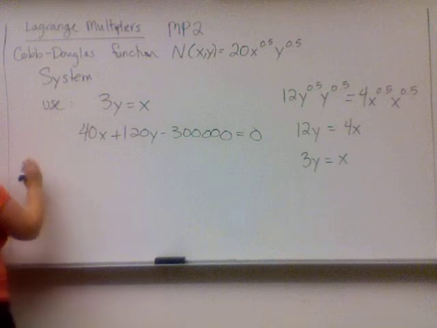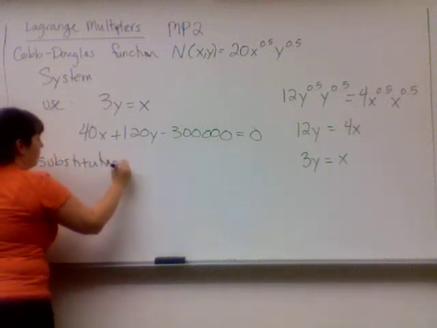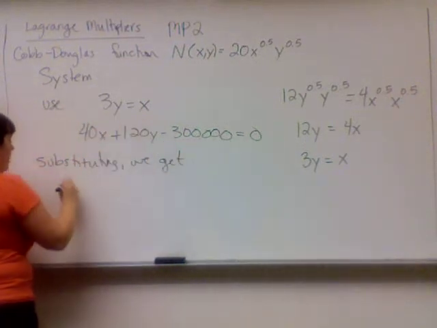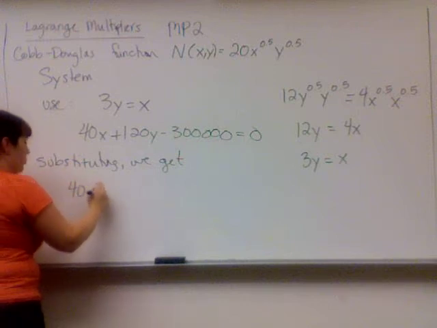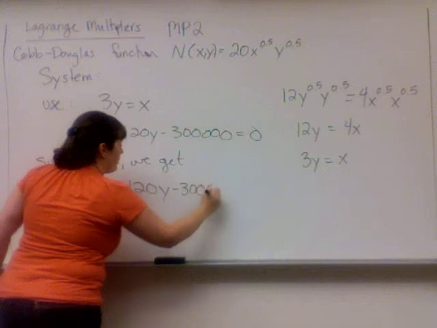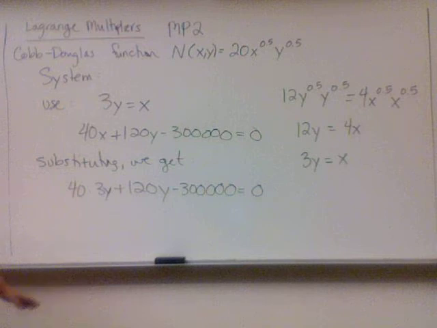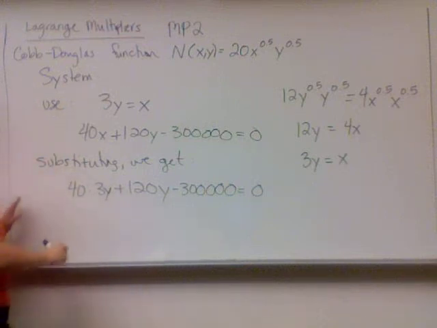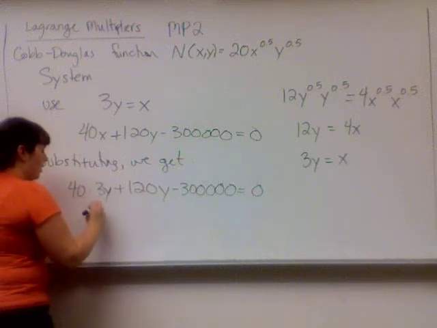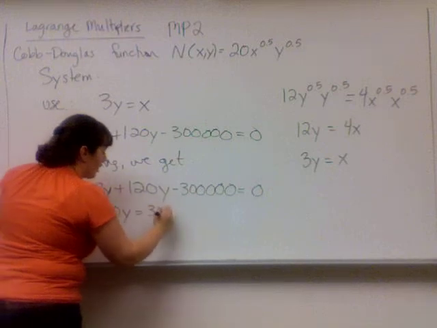So notice I can take this first equation, and by substitution I can put it into the second equation. So we get the following. Replace any x you see with 3y. So we get 40 times 3y, because that's an x, plus 120y minus 300,000 equals 0. And of course the only unknown in this equation is now y, which we can solve for. This is 120y here, and this is 120y here. So when we add those together, we get 240y equals 300,000.